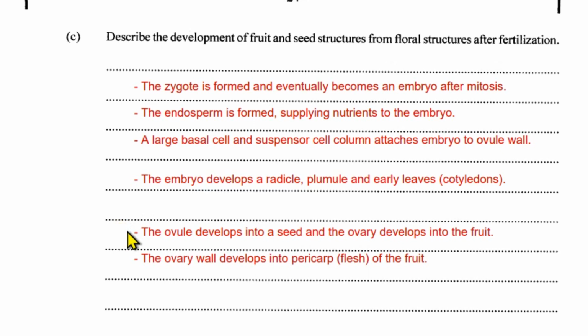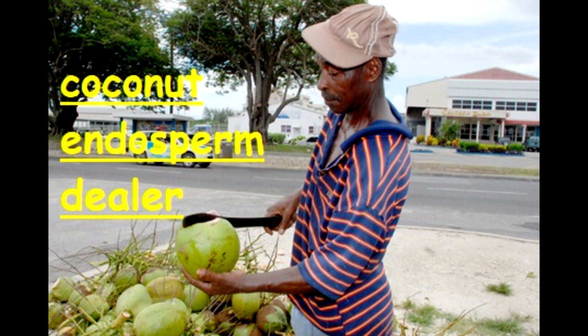So let's say that we have an apple flower that gets fertilized. Eventually that is going to become an apple fruit. The ovary wall develops into the pericarp, or the flesh of the fruit. So for example, if you bite into a mango, that sweet thing that you taste is the pericarp. If you ever eat coconut jelly, guess what? Eating pericarp. And if you drink coconut water, nice little fun fact here, you're actually drinking coconut endosperm. That was actually supplying nutrients to the coconut embryo. You learn something new every day.